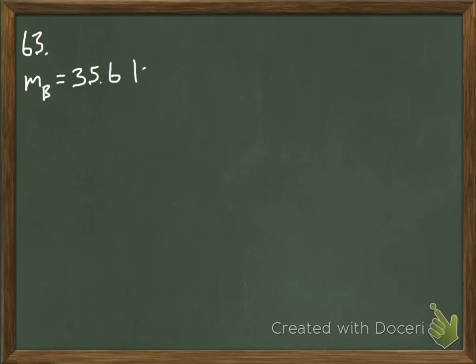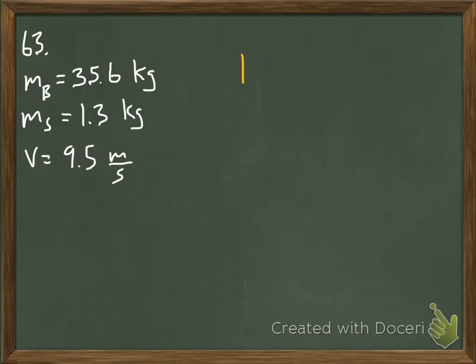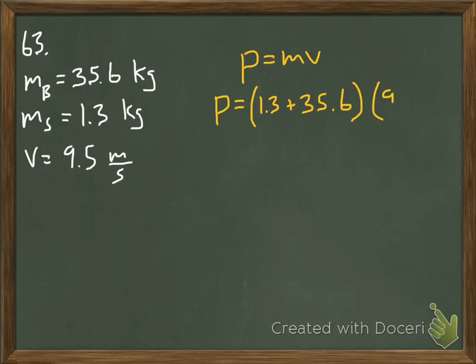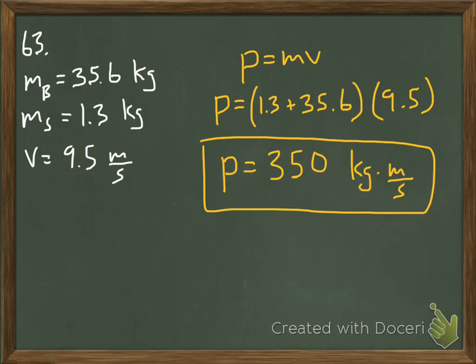In this question, we're given the mass of the brother. I'll abbreviate that M sub B, and the mass of the skateboard, I'll abbreviate that M sub S. We're given the velocity, and we need to find the momentum. Well, momentum is simply the product of mass and velocity. Don't forget to add your two masses together. And there's our momentum.